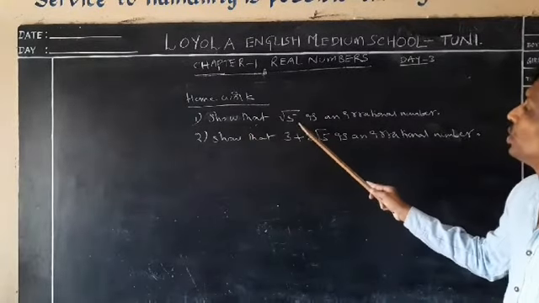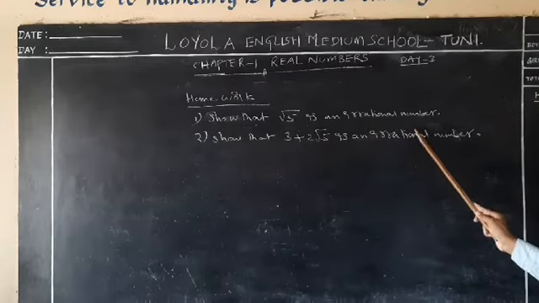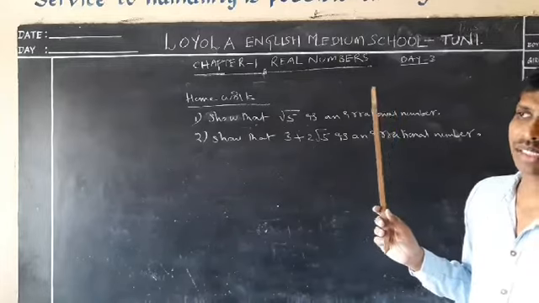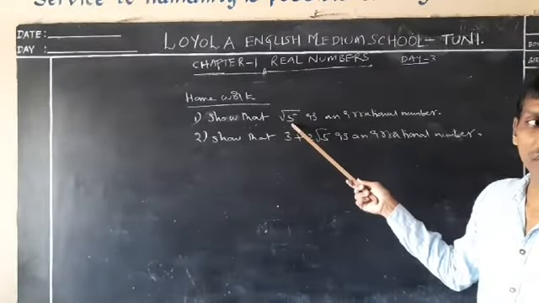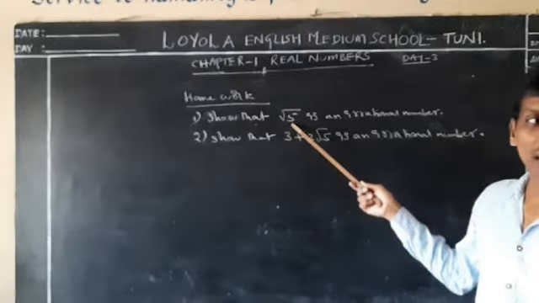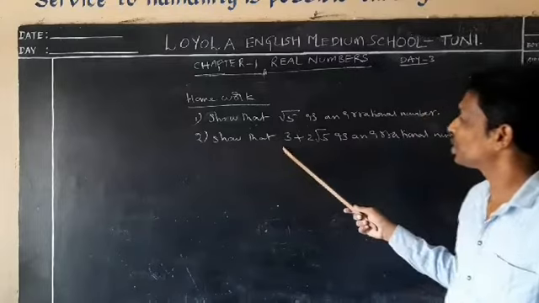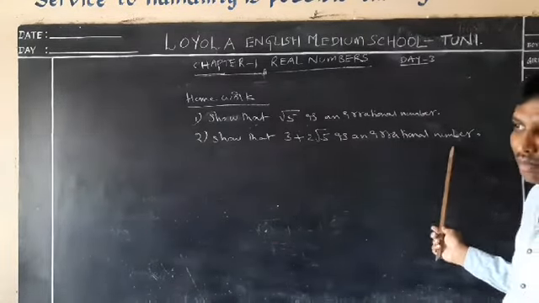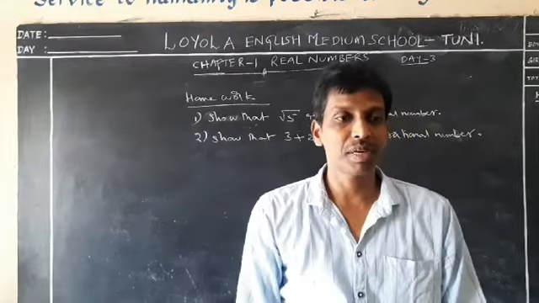Show that root 5 is an irrational number. Nothing, simply I changed a number. There in our explanation, root 7 I have given. So here I changed the number. Instead of root 7, we gave root 5. Are you able to do this? Right, very good. Second one, show that 3 plus 2 root 5 is an irrational number. Did you understand both problems?